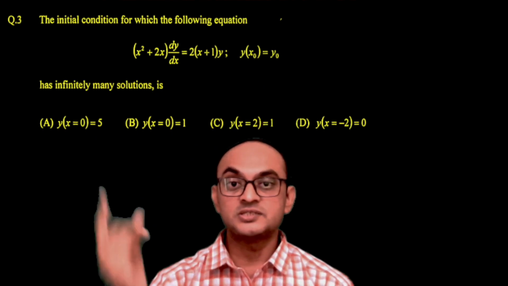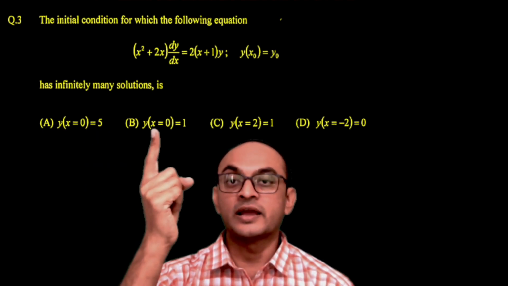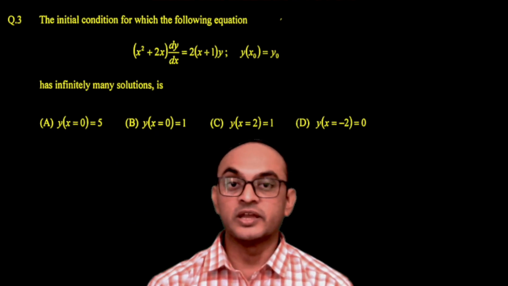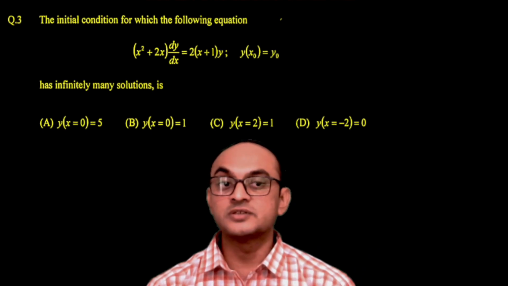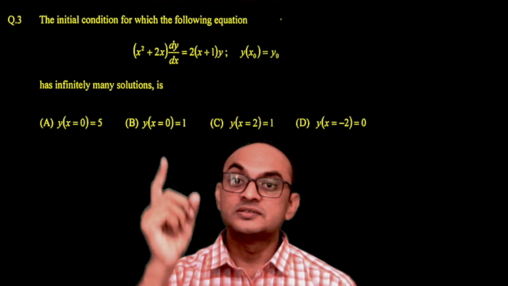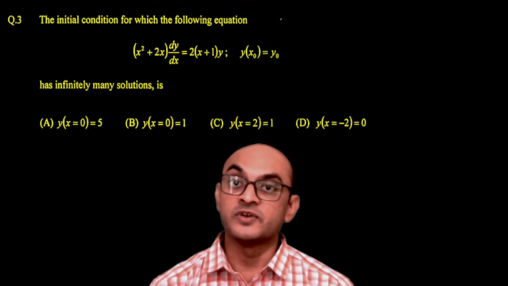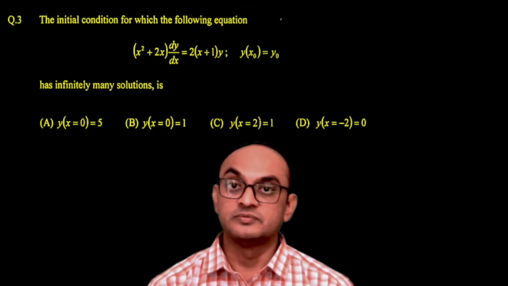There are four options: y at x equal to 0 is 5, y at x equal to 0 is 1, y at x equal to 2 is 1, and the last one is y at x equal to minus 2 is 0. Now let us discuss a few methods to solve first order first degree ordinary differential equations.